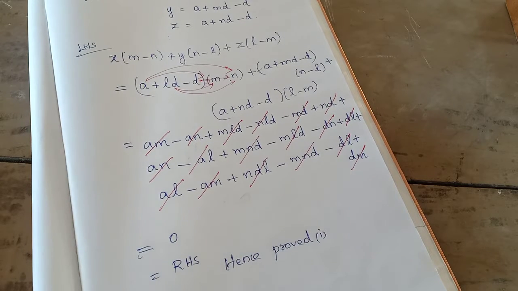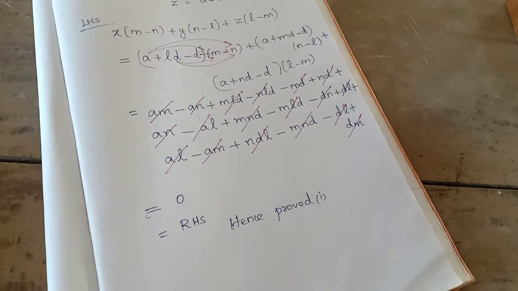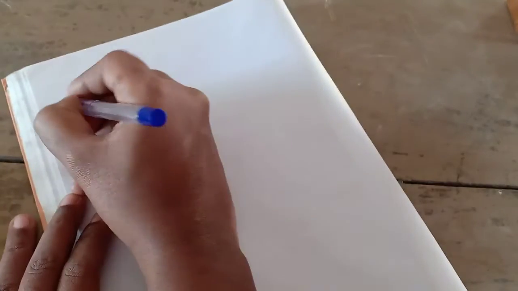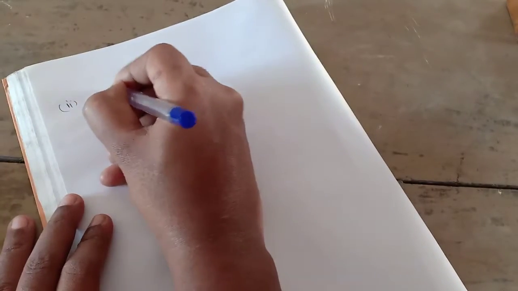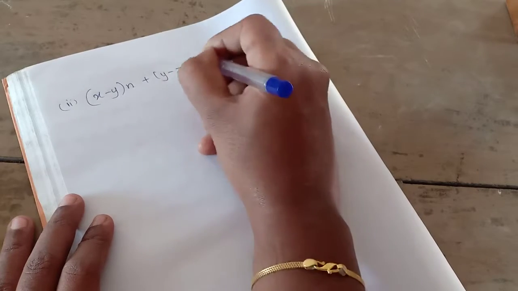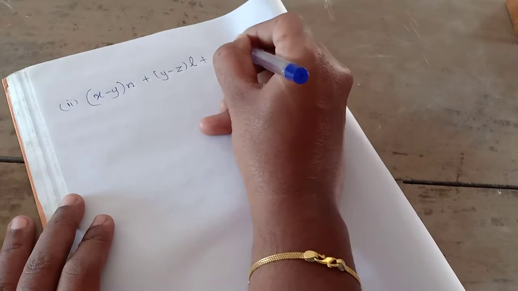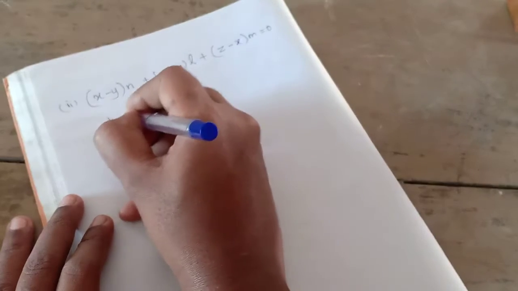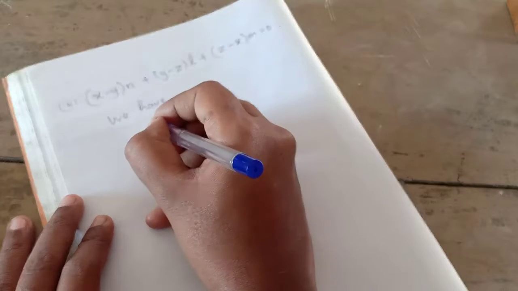Okay. Then we need to prove the second part. Second one. X minus y into n plus y minus z into L plus z minus x into m equal to 0. We have the factors we need to write.